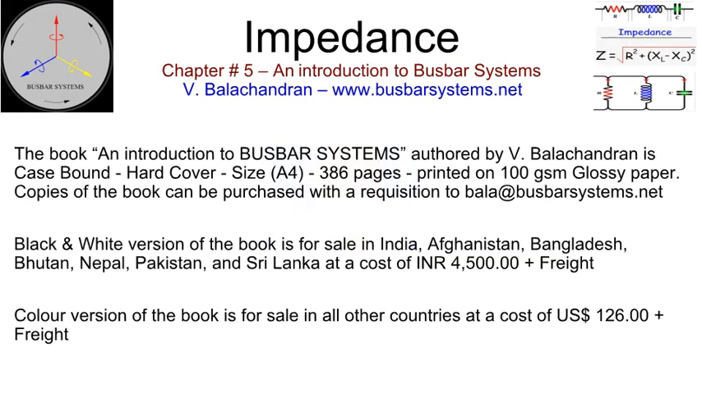The book, An Introduction to Busbar Systems, authored by V. Balachandran, is case-bound, hardcover, size A4, 386 pages, printed on 100 GSM glossy paper. Copies of the book can be purchased with a requisition to Bala at busbarsystems.net.